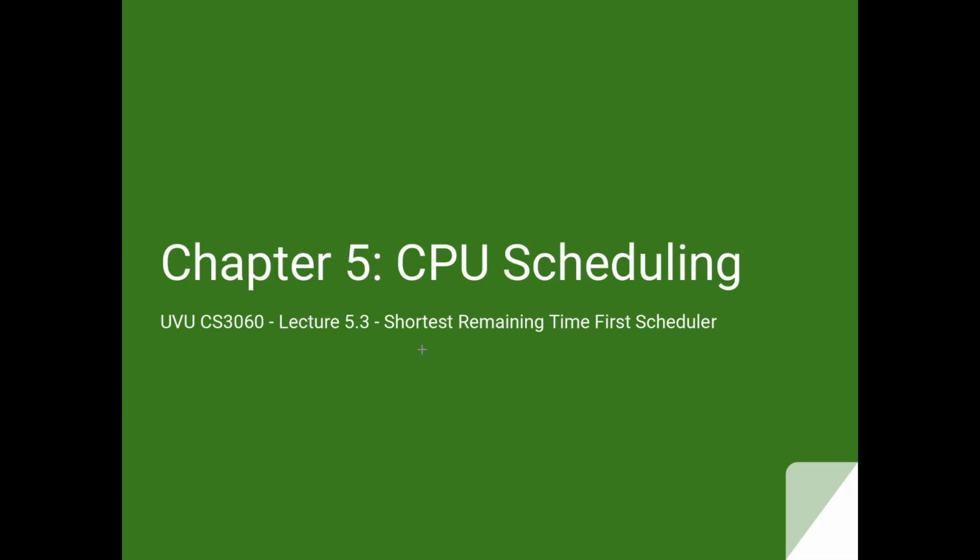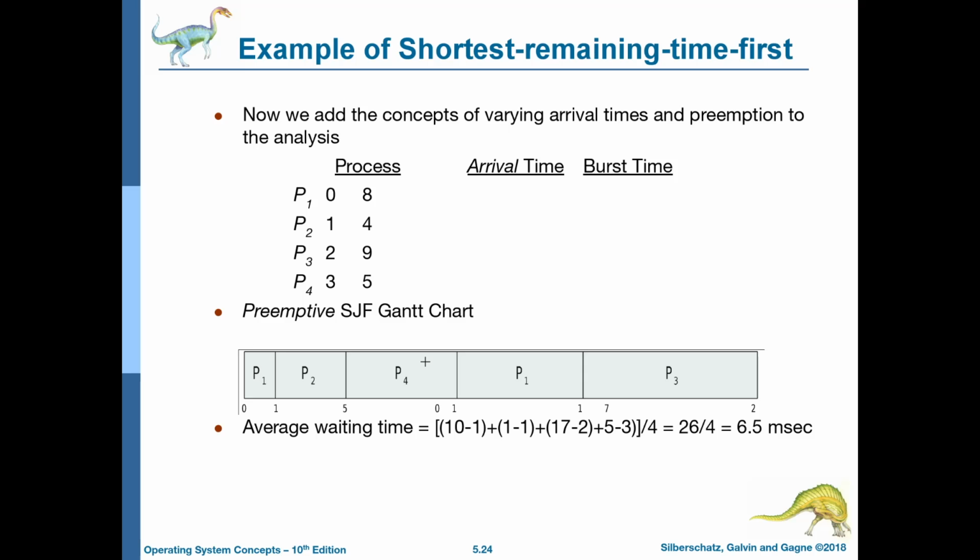Welcome to UVU CS3060 Lecture 5.3, where we talk about the shortest remaining time first scheduler. Now this scheduler is pretty much the same as shortest job first, but in the shortest remaining time first scheduler, we now introduce you to a preemptive scheduler.